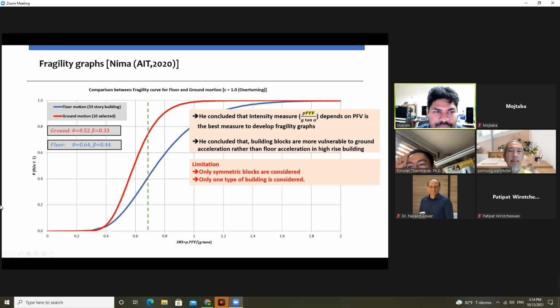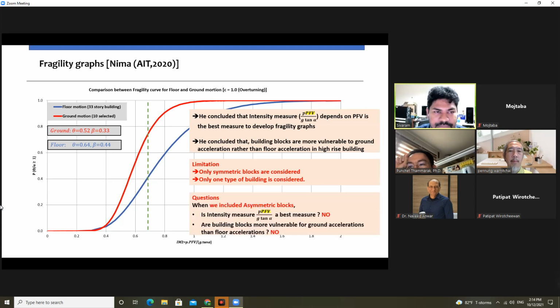This is a limitation: he only considered the symmetrical blocks. When we include the asymmetric block, is this intensity measure still the best measure? The answer is no. I'll tell the reason why later. If you consider the asymmetric block, are the building blocks still more vulnerable to the ground acceleration? The answer is no. I'll explain the reason later.